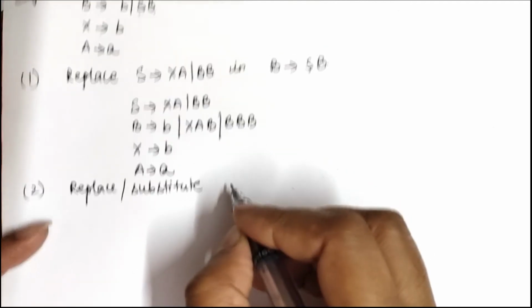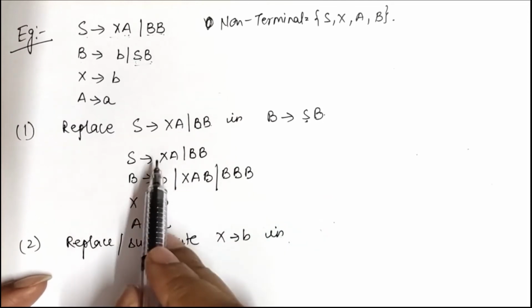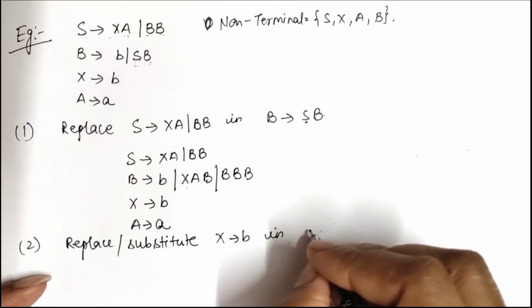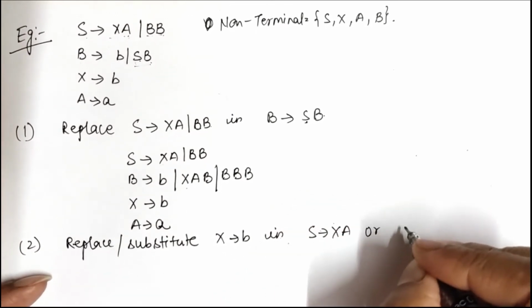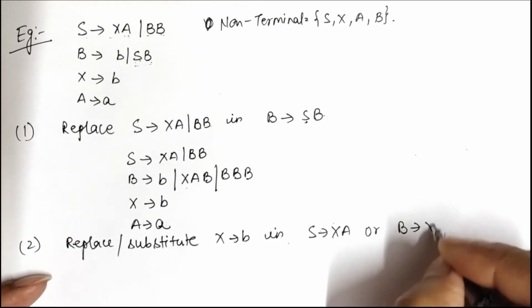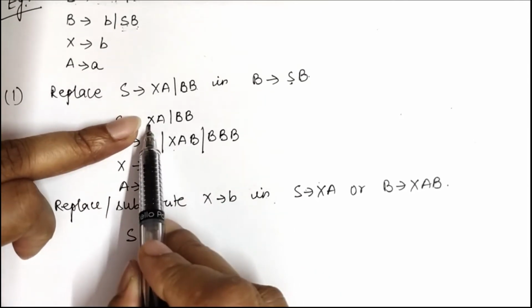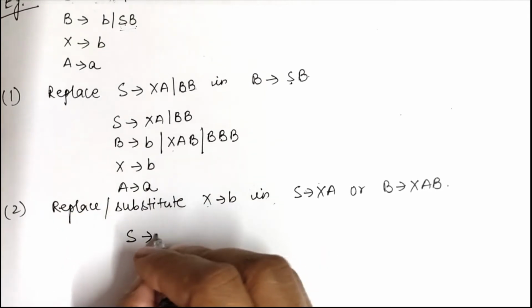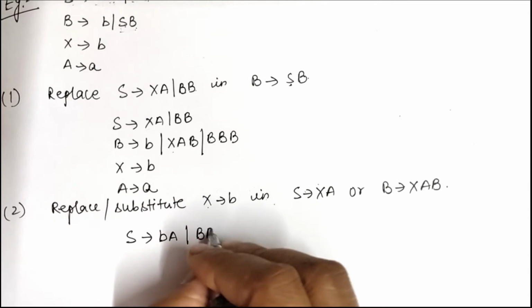Now we have to substitute X derive b in this grammar. So this means S derive XA, or we substitute this X in B derive XAB. So first we take S. In place of this X we take X derive b, so in place of X we write small b, capital A or BB.